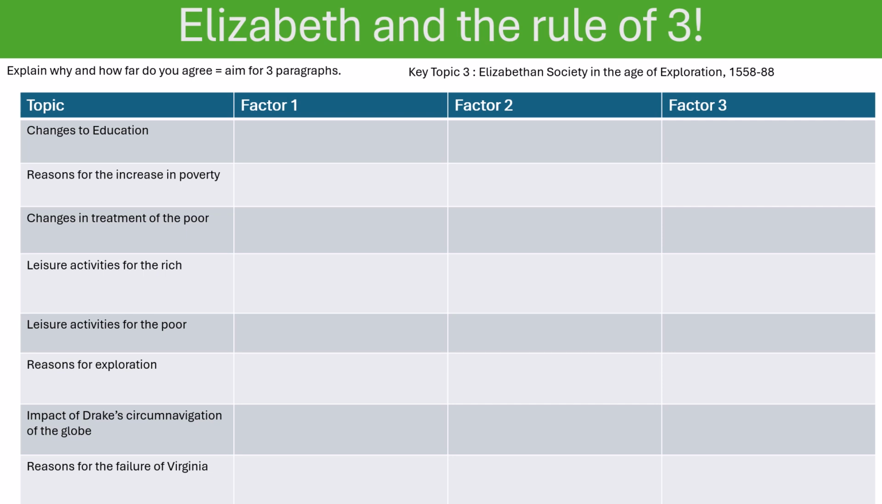And then reasons for the failure of the colonies at Virginia. Now that was the very last topic that we studied in our lessons, so sometimes that gets overlooked a little bit when you're revising, so make sure that you can give 3 reasons why Virginia failed. So again, pause the video for 5 minutes, see if you can do your 3 factors, and then we'll look at the next slide and see if you can compare that to your answers.